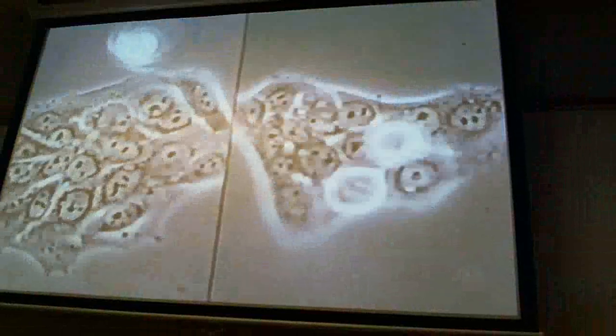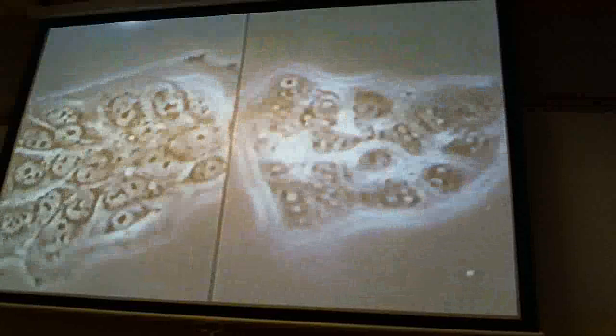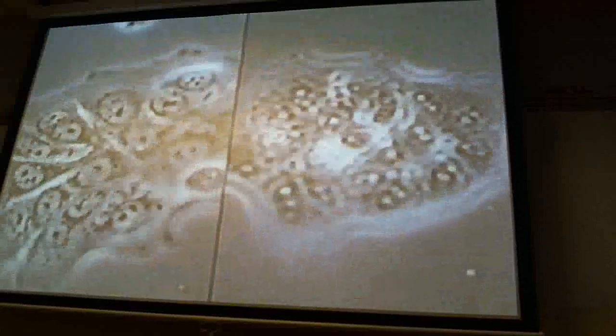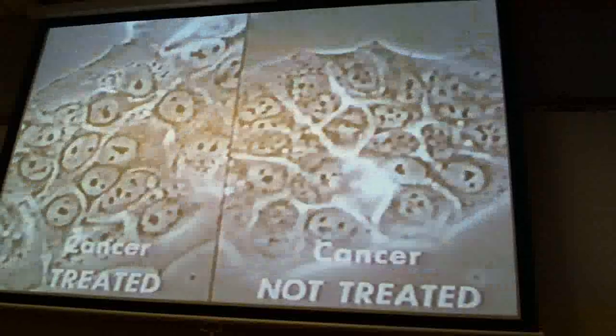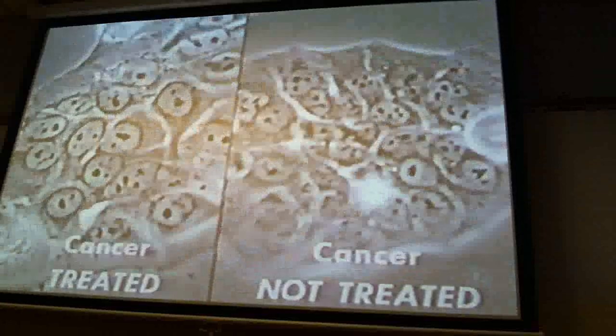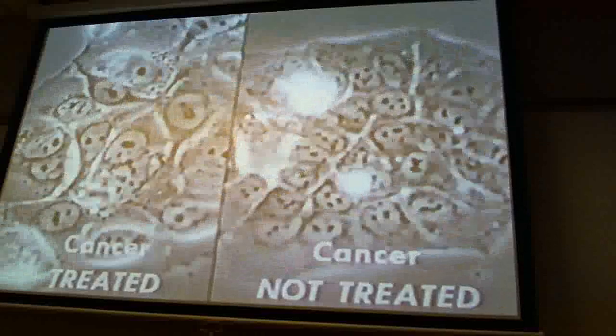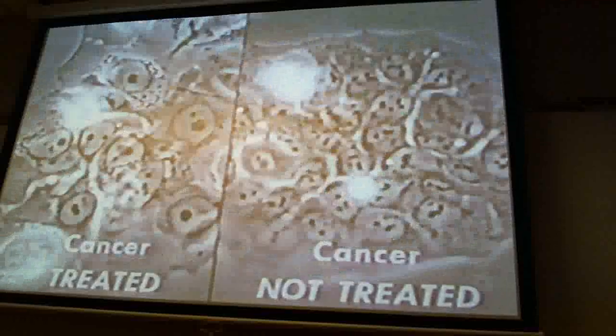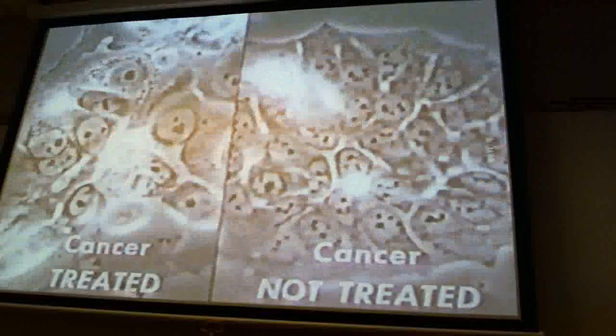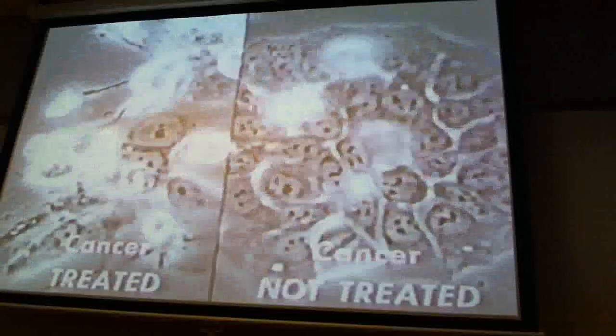Here are two cultures of cancer cells. Those on the left have been treated with 5-fluorouracil. Compare the action of these cells to that of the untreated cells on the right. The untreated cells continue to show rapid growth. The 5-fluorouracil treatment is seen to stop cell division, produce cellular enlargement, and eventually contraction and death.